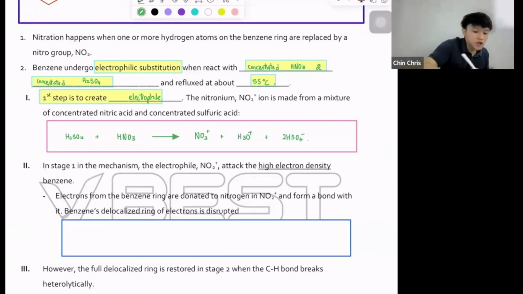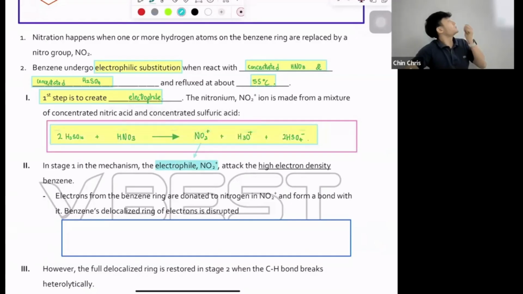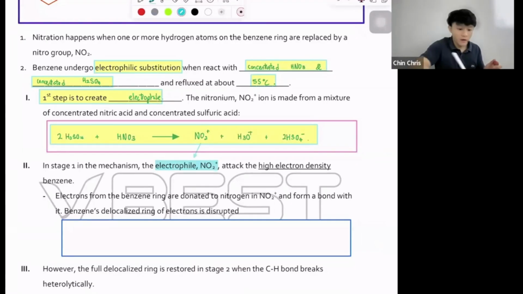Alright guys, balance the equation by putting a 2 in front. Alright, by the way, this is your electrophile, yeah? Alright guys, this equation, go and memorize it. Put a star. You have to memorize this equation, please.